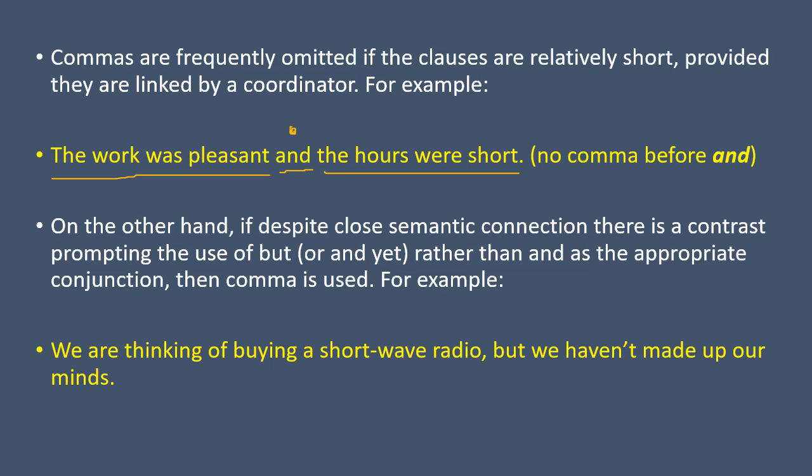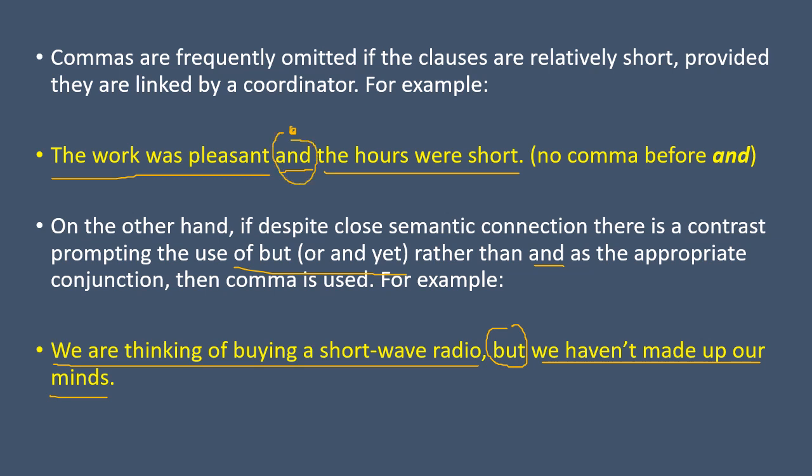On the other hand, if despite close semantic connection there is a contrast prompting the use of "but" or "yet" rather than "and" as the appropriate conjunction, then a comma is used. Now look at this sentence first. We are thinking of buying a shortwave radio. One sentence. We haven't made up our minds. Second sentence.